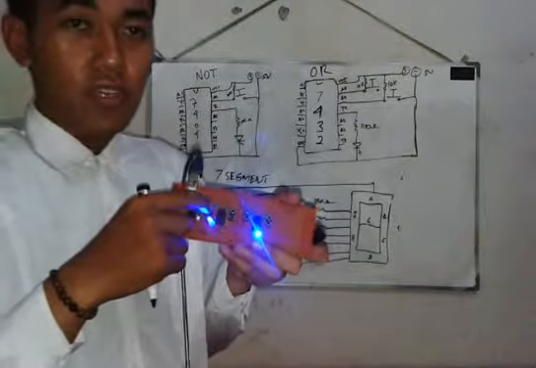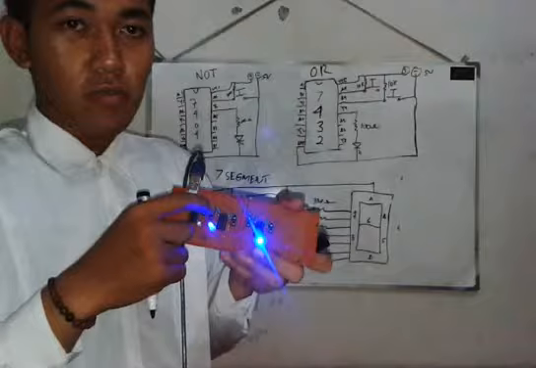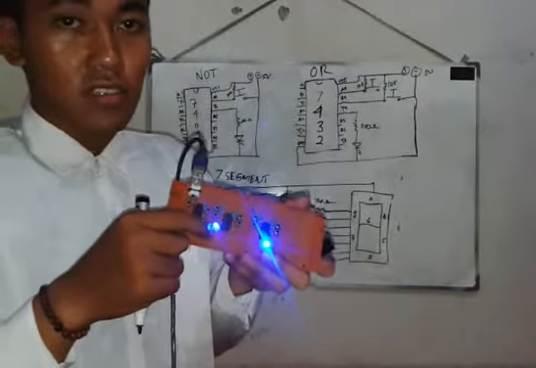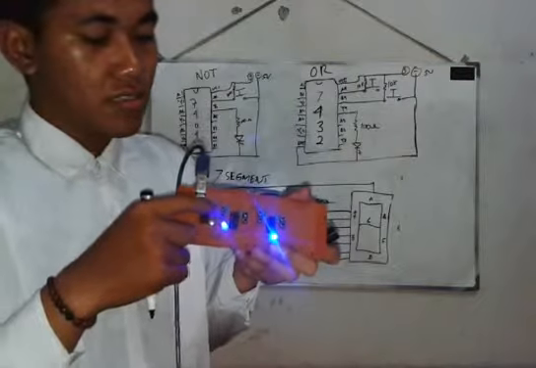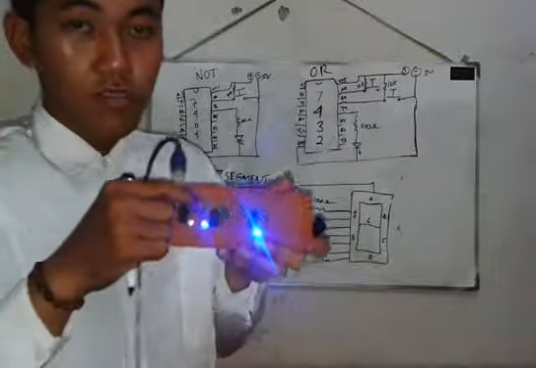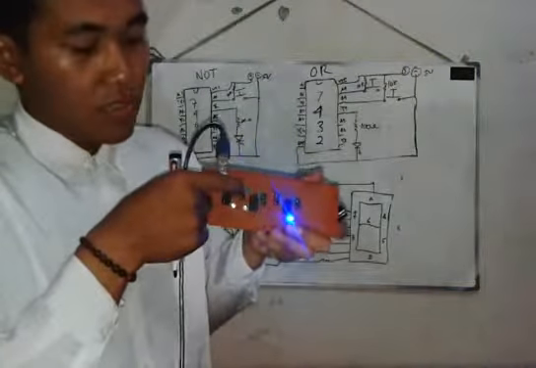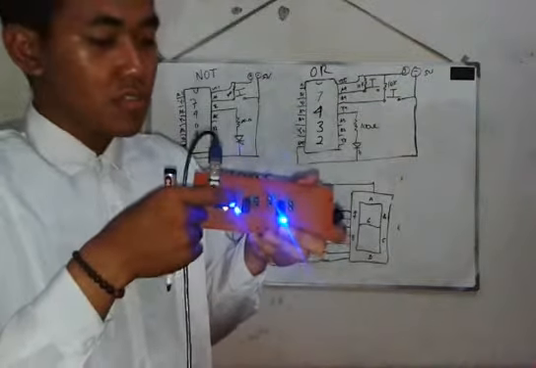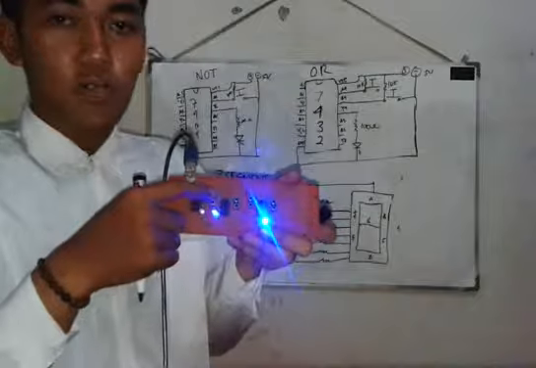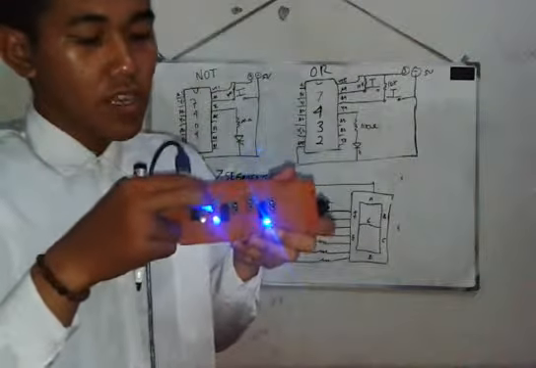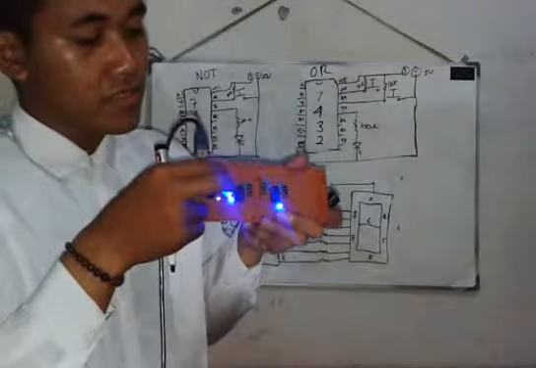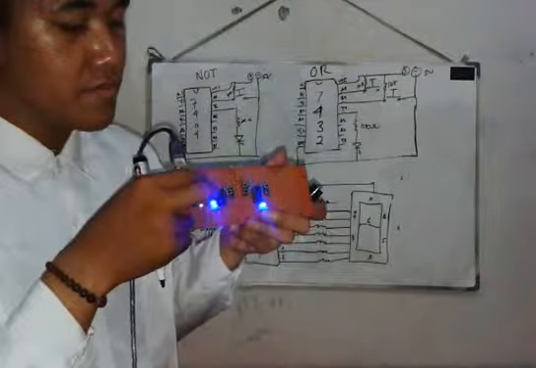If both ports of input are 1, then the output will be 1, so the light is lightning. If I push one of the push buttons, the light is not lightning because one of the inputs is 0, so the output will be 0. If I push both of the push buttons, the light is not lightning.